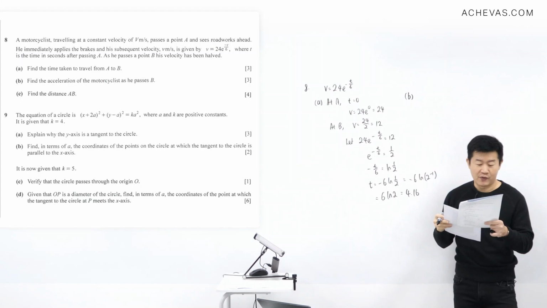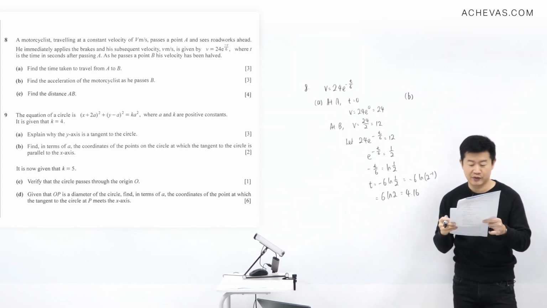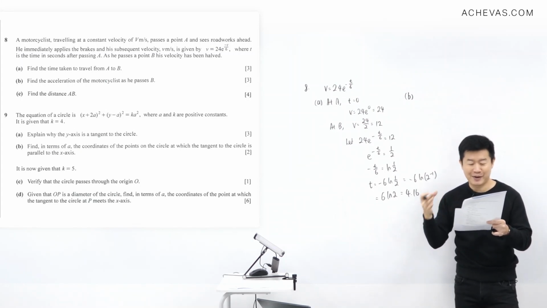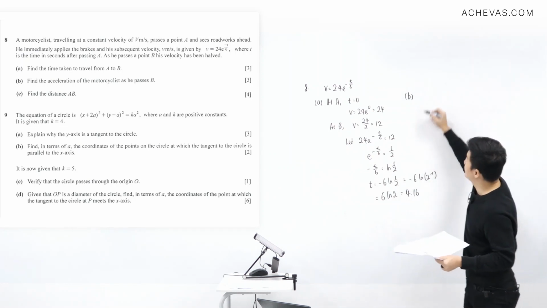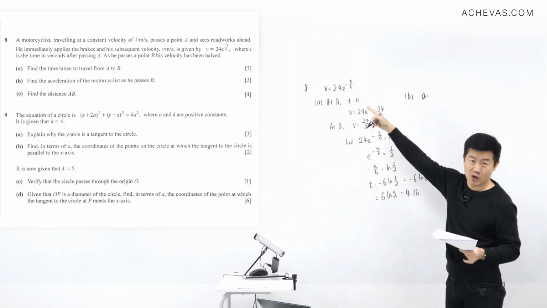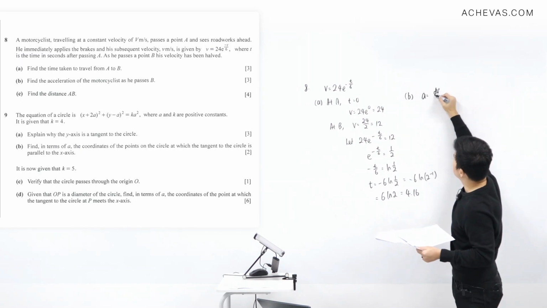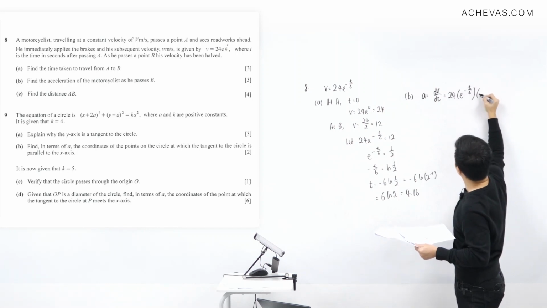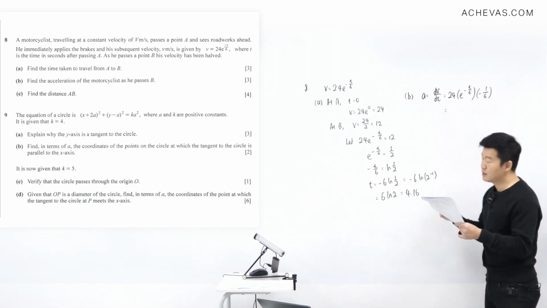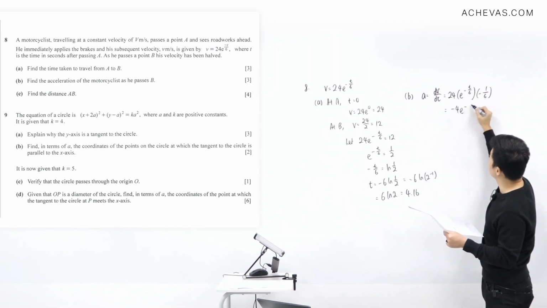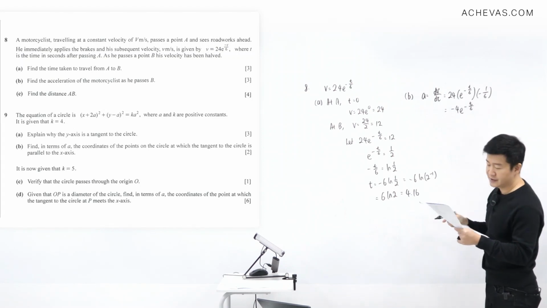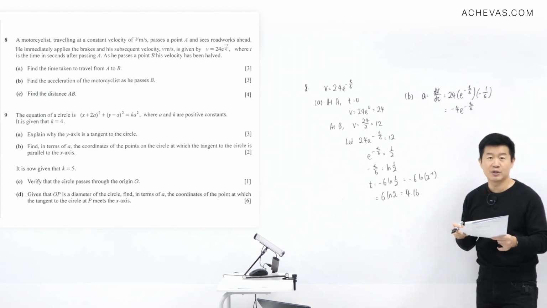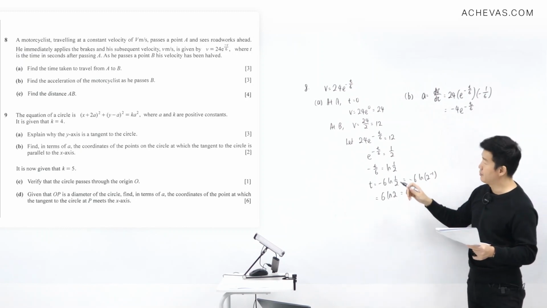And then part B. For part B, we are supposed to find the acceleration of the motorcyclist, the particle, as he passes the point B. So acceleration is the differentiation of the velocity with respect to time. So it is dv/dt. This is equal to 24, then e to the power of minus t over 6 multiplied by minus 1 over 6 using chain rule. So the acceleration is going to be equal to minus 4 e to the power of negative t over 6. And we are supposed to find the acceleration when the motorcyclist passes point B.